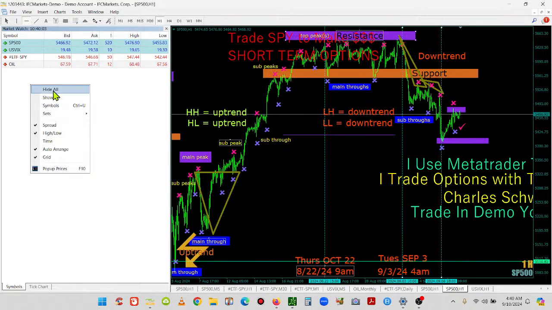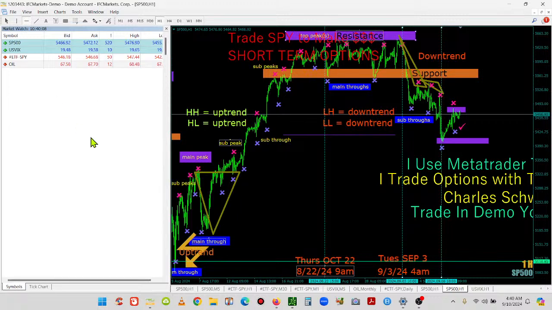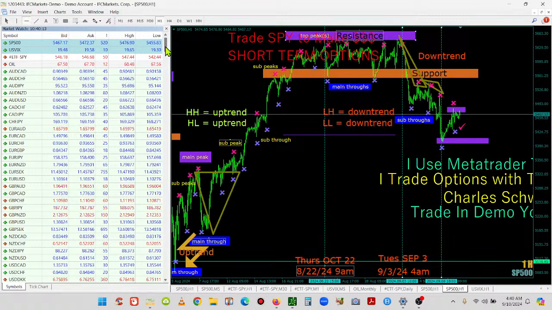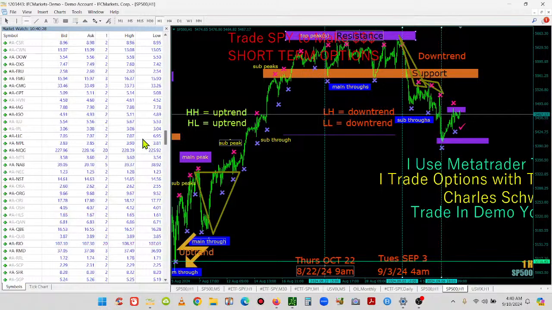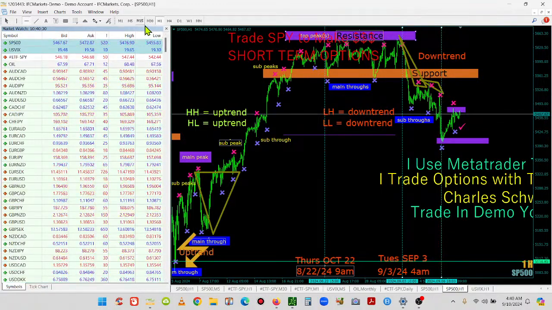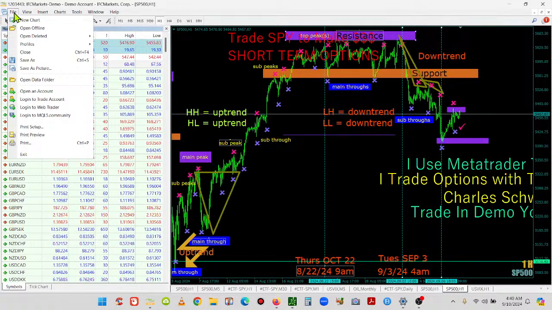But if you just leave them all open, when you have Show All, look at that. Those things are sending information to your computer. You have every one of those currency pairs, all this stuff sending in data. And we don't want that. We just want to stick to what we're focusing on.